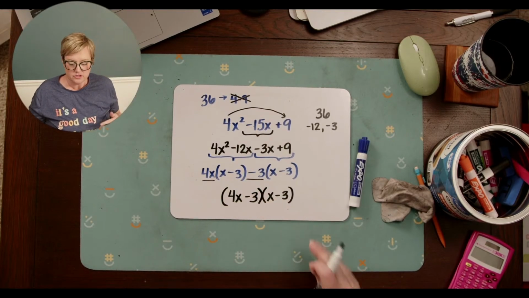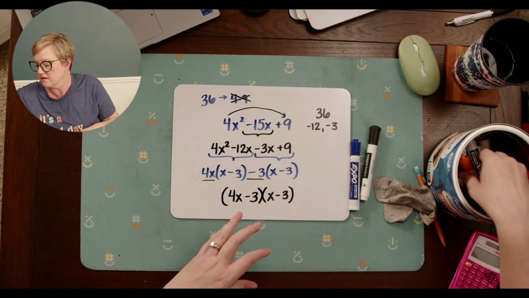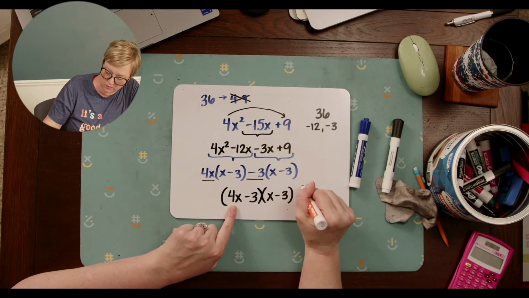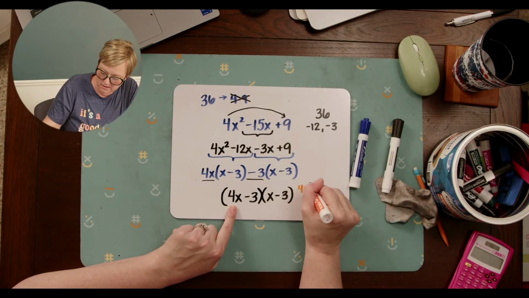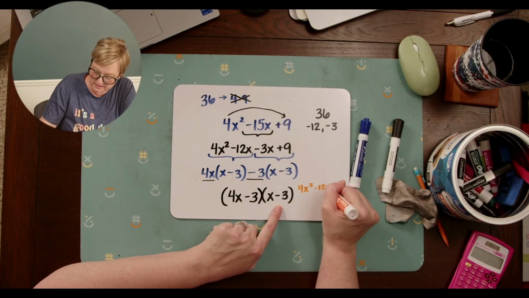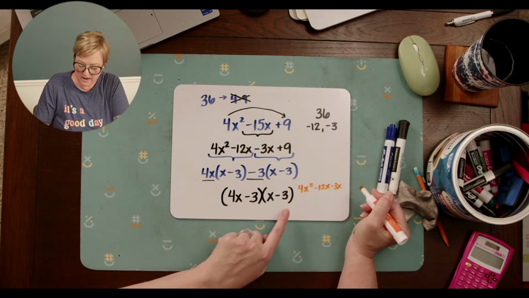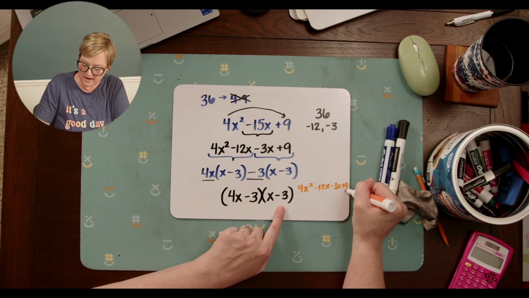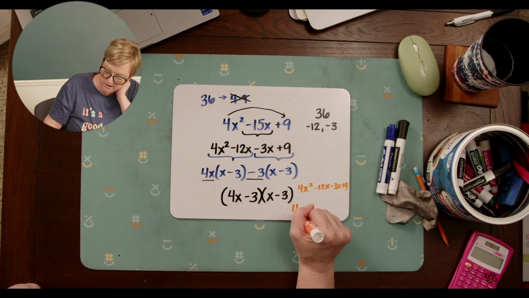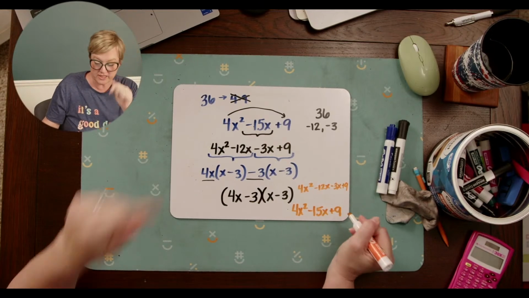Okay. So if we multiply these together, if we just do FOIL, we would have 4x times x is 4x squared. 4x times negative 3 is negative 12x. Negative 3 times x is negative 3x. Negative 3 times negative 3 is positive 9. So then I combine all of those terms. So I have 4x squared minus 15x plus 9, which is what I started with.